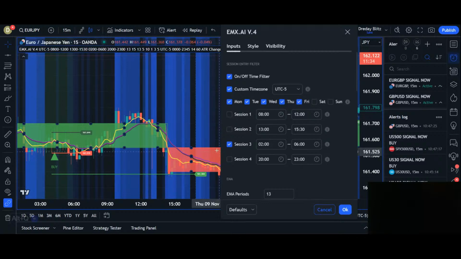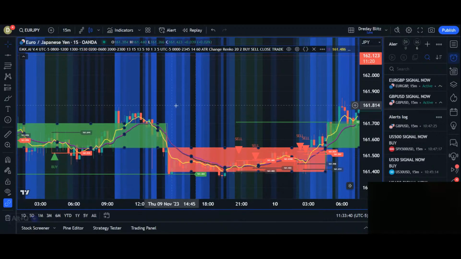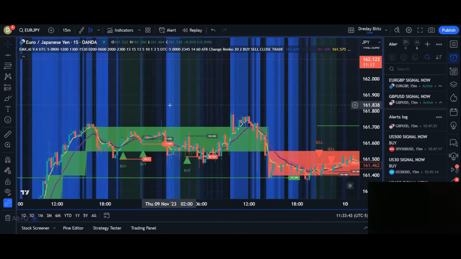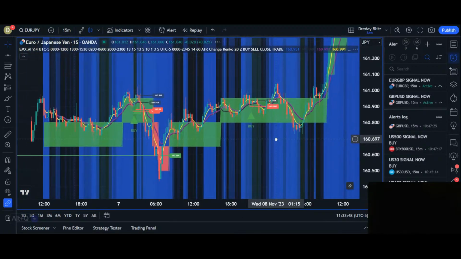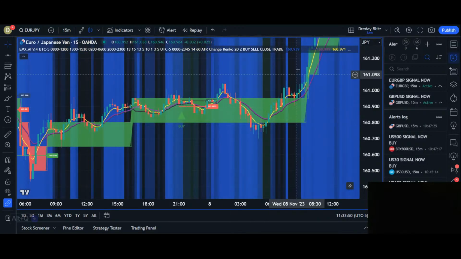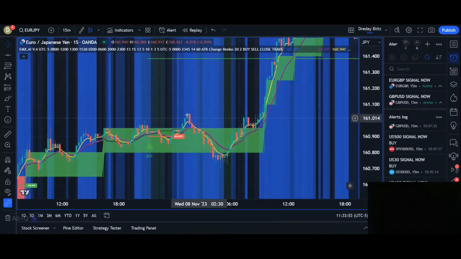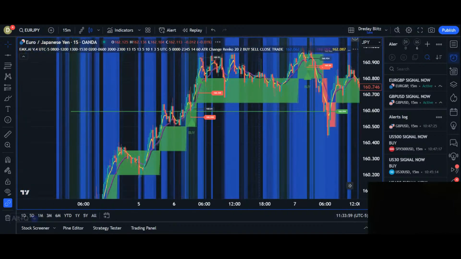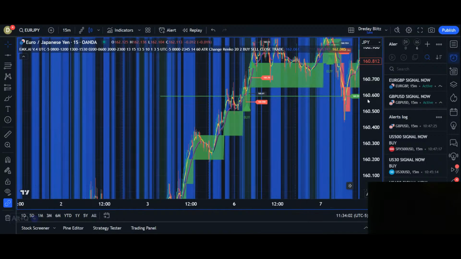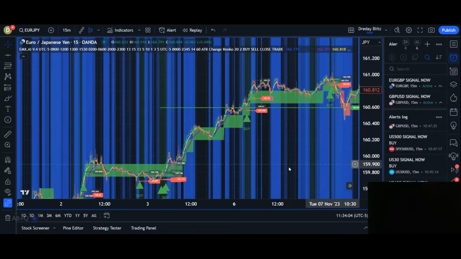Okay, so now we're going to add the Asian session. The Asian session is from 8 p.m. my time until I put it until 11. This is the optimal time to have some good setups. So if we look at the Asian session here, we're just going to zoom out so you can see everything in full.